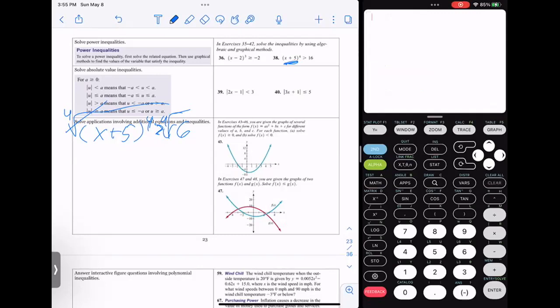Yeah, so it's just 16. Or I guess if we want to get technical, the fourth root of 16 is 2. You could think of it as square rooting it once and square rooting it again. So the square root of 16 is 4, and then the square root of 4 is 2.